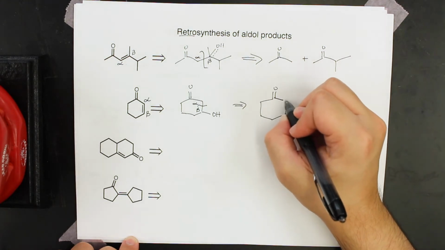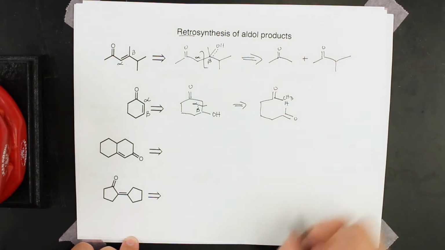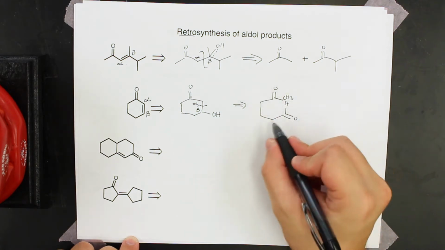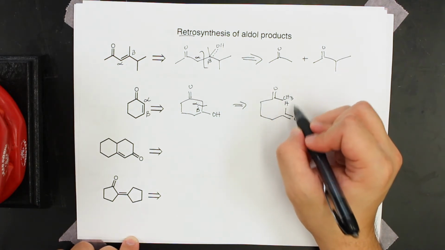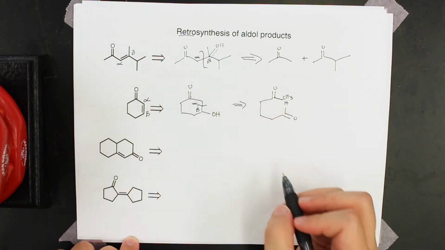Make sure this H is not bonded to this carbon. This is a CH3 here. Okay, and as you can see, this is a tethered compound. So the reaction here was intramolecular. So this carbon attacked that one to form a six-membered ring.